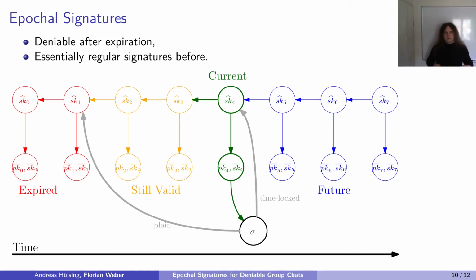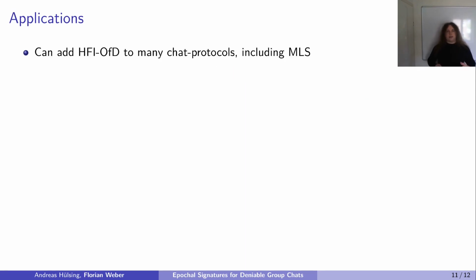And with this, we can then go on to replace signatures in many existing schemes, including group chats. And in our paper, we proved that a large class of group chat protocols, including MLS, can be made HFI offline deniable simply by replacing the signatures with epochal signatures.